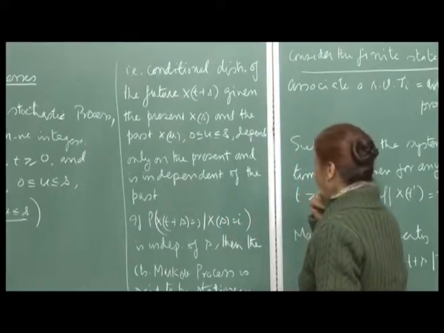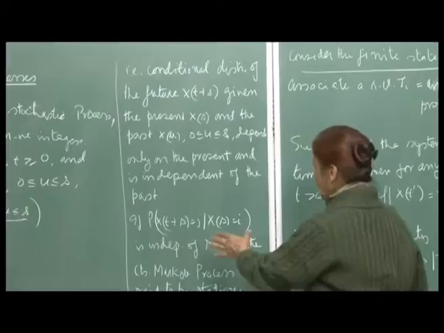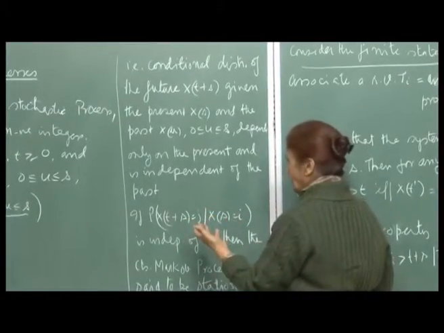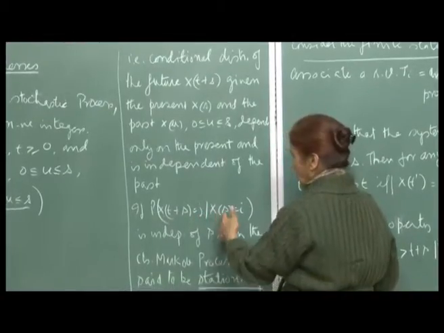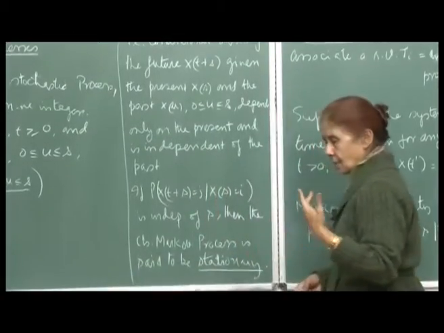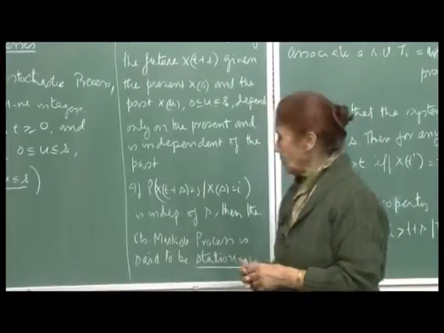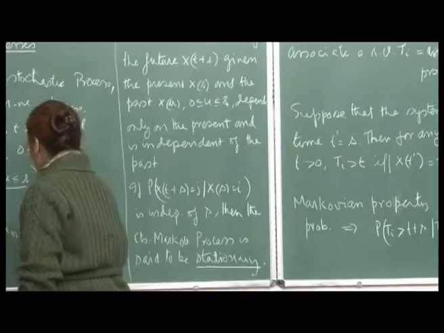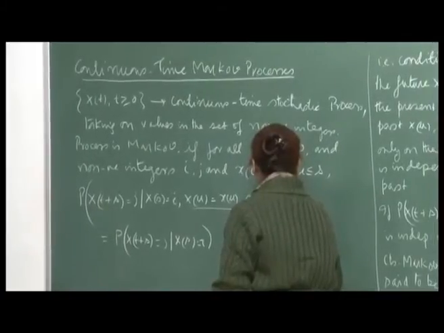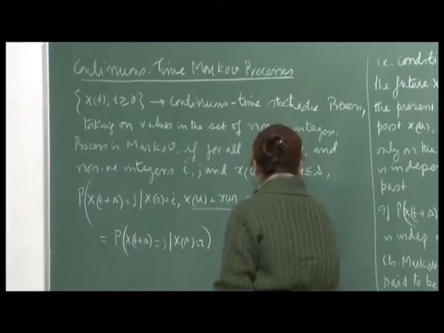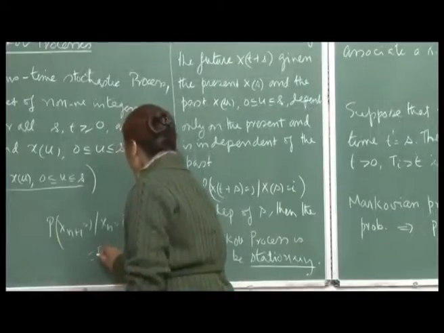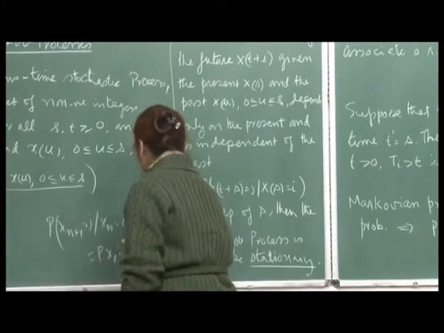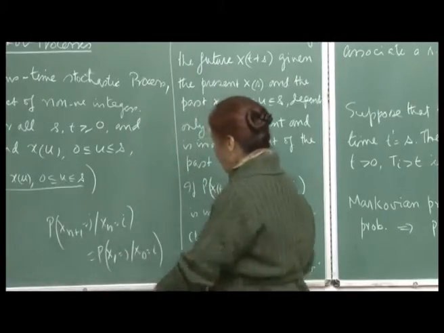And of course, if this probability is also independent of s, that means it does not matter what time. If you remember the condition for stationarity in the discrete case, we said that the probability that X(n+1) is j, given that X(n) is i, is equal to the probability that X(1) is j, given that X(0) is i. So, the same property.